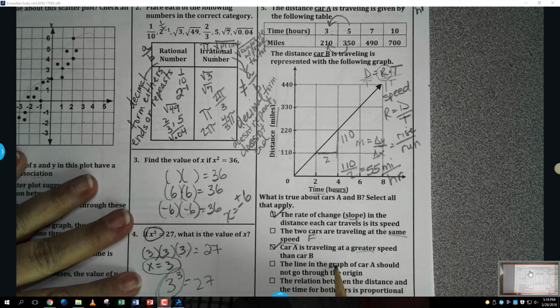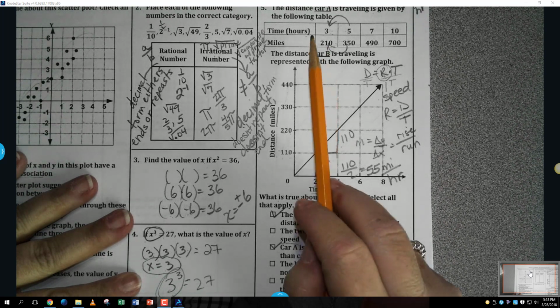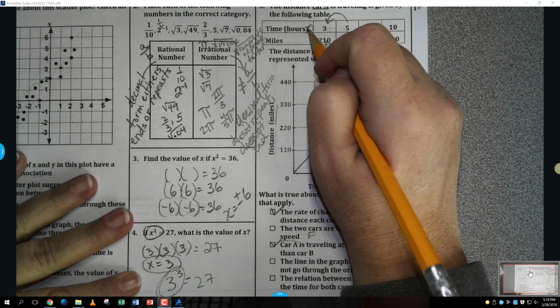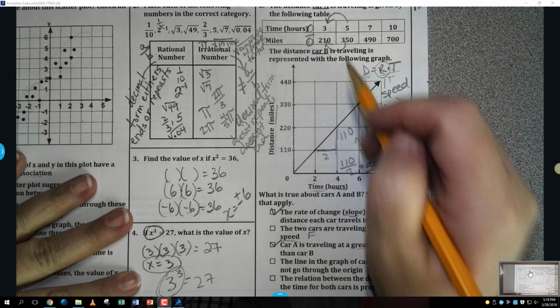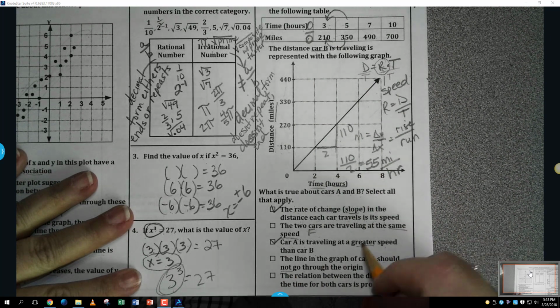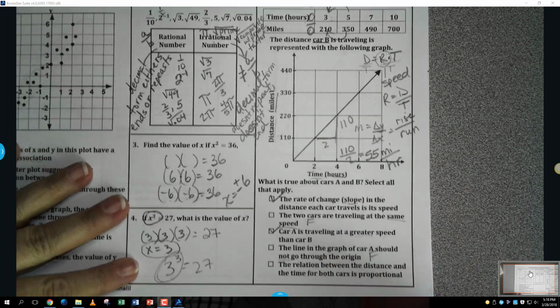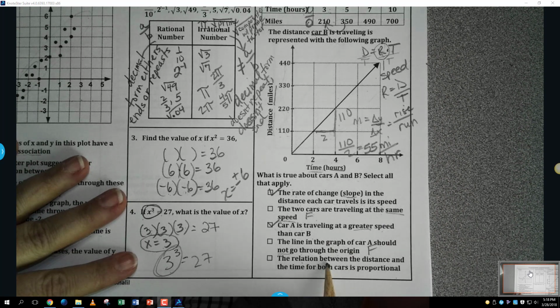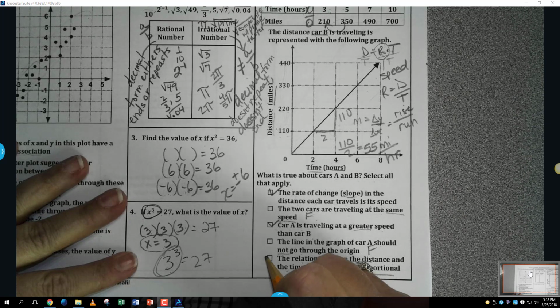The line in the graph of car A should not go through the origin. Okay, if we've gone 0 hours, we've gone 0 miles. So the line in the graph of car A should not go through the origin? It should. That's false. The relation between the distance and the time for both cars is proportional. Yes, it is. Check mark.